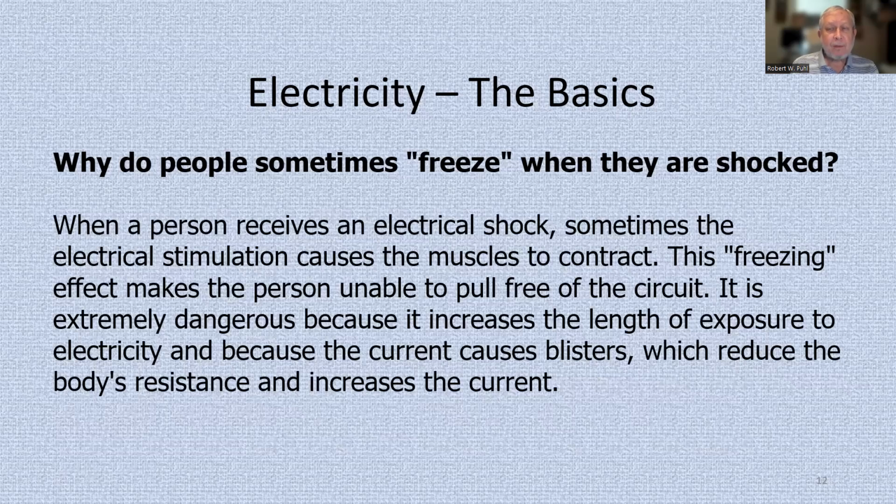Why do people sometimes freeze when they're shocked? When a person receives an electrical shock, sometimes the electrical stimulation causes the muscles to contract. This freezing effect makes the person unable to pull free of the circuit. It is extremely dangerous because it increases the length of exposure to electricity and because the current causes blisters, which reduce the body's resistance and increase the current.